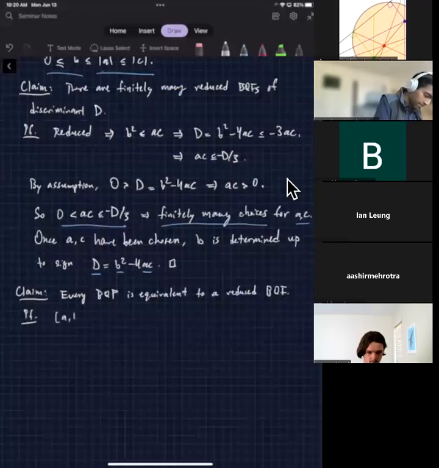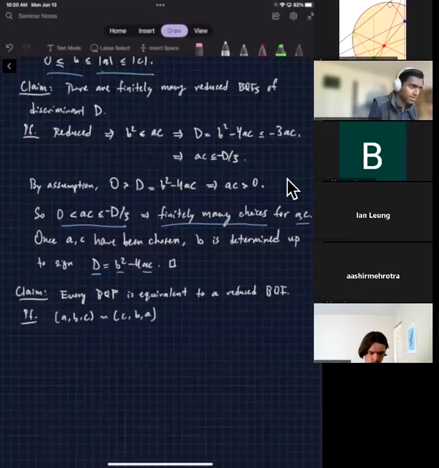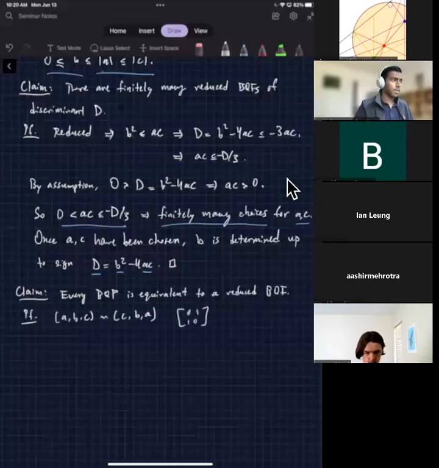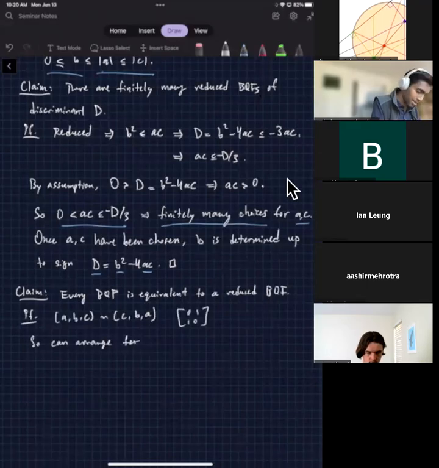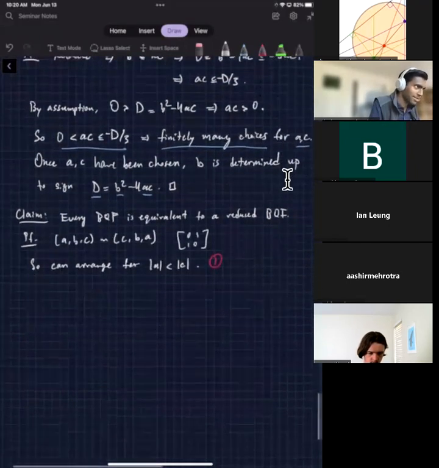So recall that we had this equivalence: ABC was equivalent to CBA. And to get that equivalence, you can use this matrix 0, 1, 1, 0. So we can always arrange for the absolute value of A to be less than the absolute value of C. And I'm going to denote this by move number 1.